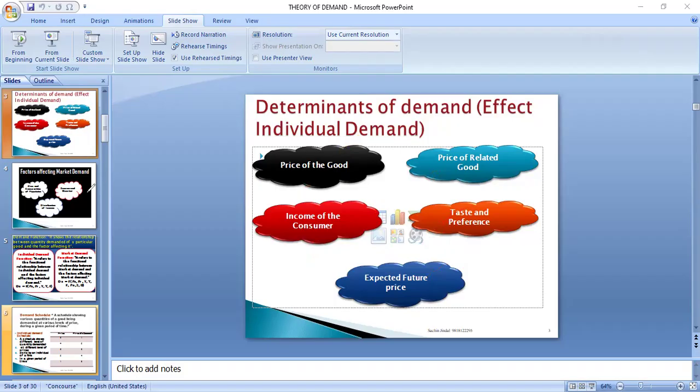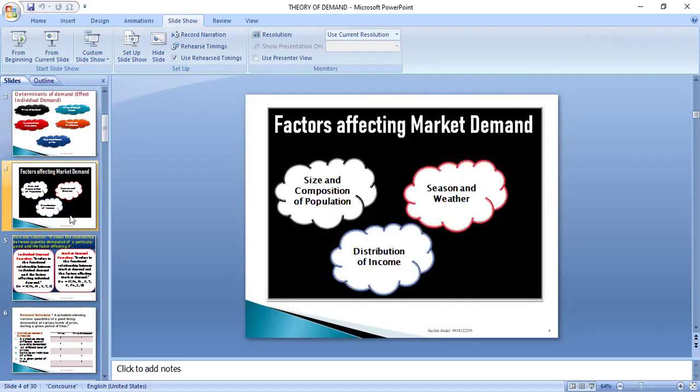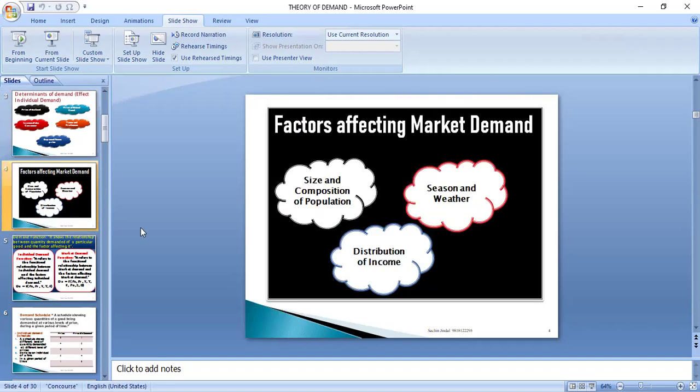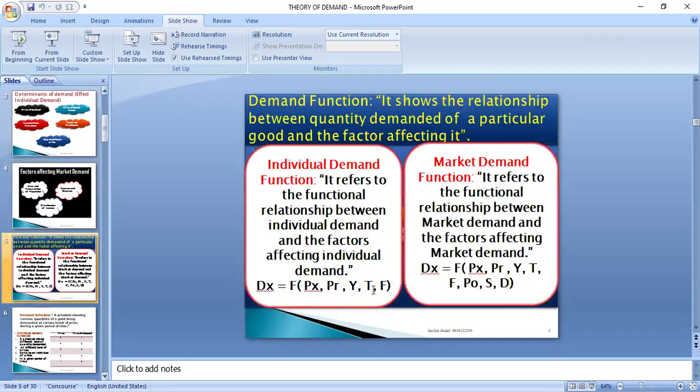If we are talking about market demand, dear students, market demand once again refers to all the factors, because individual demand is a part of market demand. So all the factors which affect individual demand also affect market demand. So all the 8 factors, 5 plus 3, affect market demand. You can see that in market demand I have written all the 8 factors, not one or two. All these factors affecting market demand refer to the market demand function.